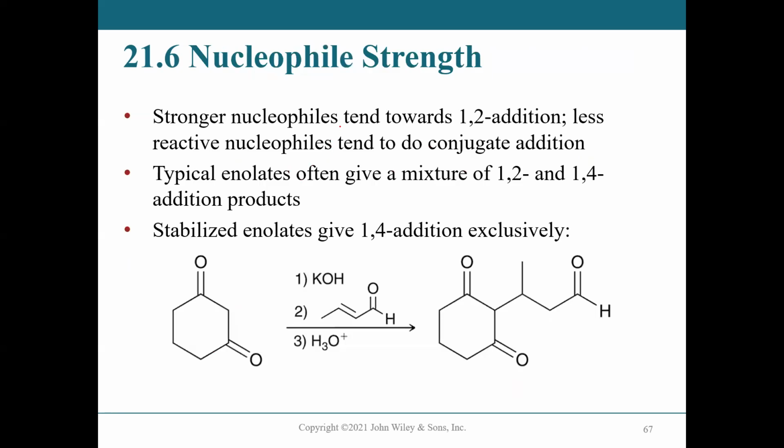So stronger nucleophiles tend towards the 1,2 addition. Less reactive nucleophiles tend to do the conjugate addition. Typical enolates often give a mixture of the 1,2 and the 1,4 addition products. Stabilized enolates give the 1,4 addition exclusively.